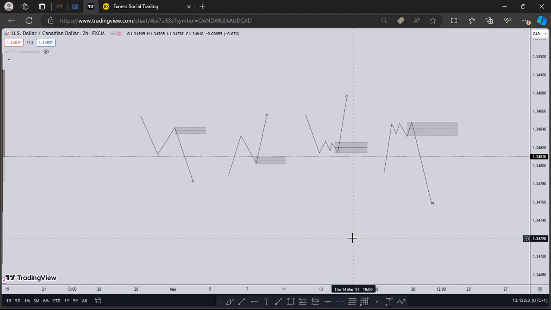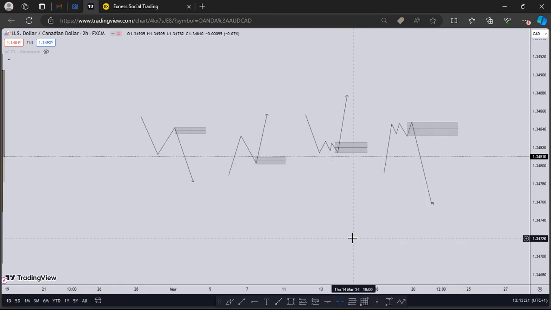Is it that the market is trending to the upside, creating a base, or trending to the downside, creating a base? You guys understand? So this is the one thing all four types of supply and demand have in common: a base.